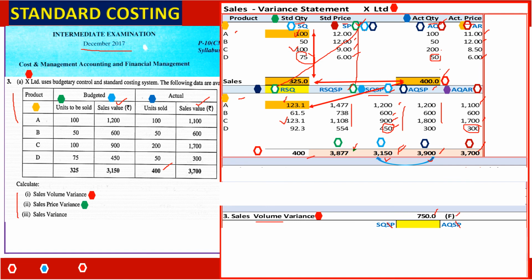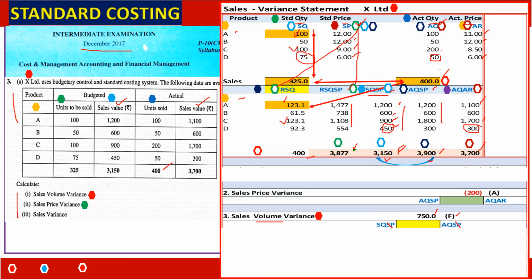Similarly, we have got sales price. When the variance is only due to price, we calculate the price variance. Price variance is due to AQ and AQ; the difference in price is SP and AP. 3,700 minus 3,900 is minus 200. When the revenue is negative, it becomes adverse. This is what we are putting it as.